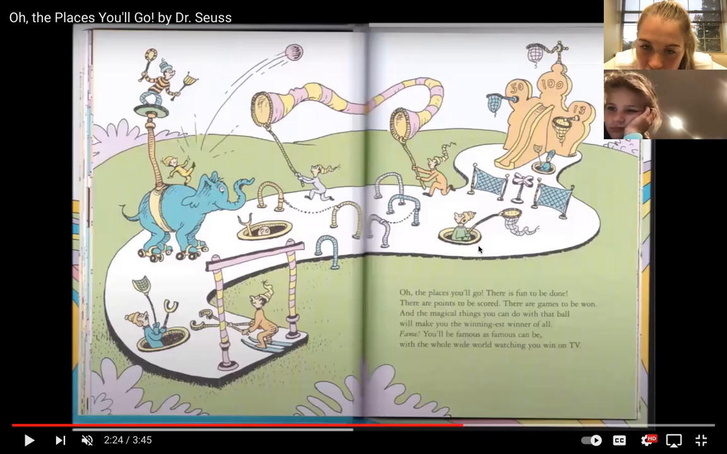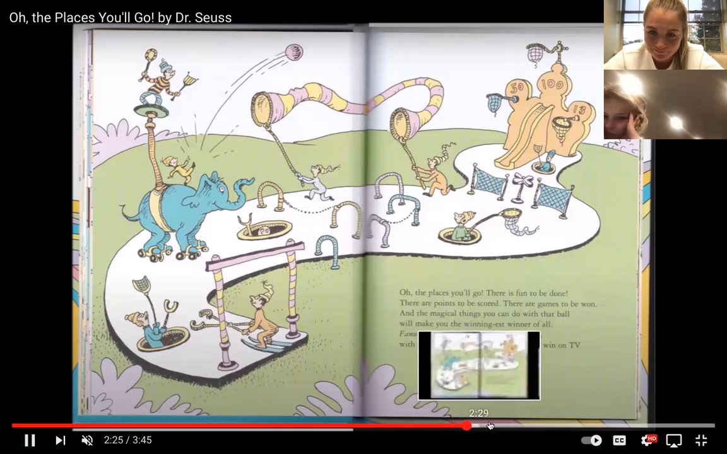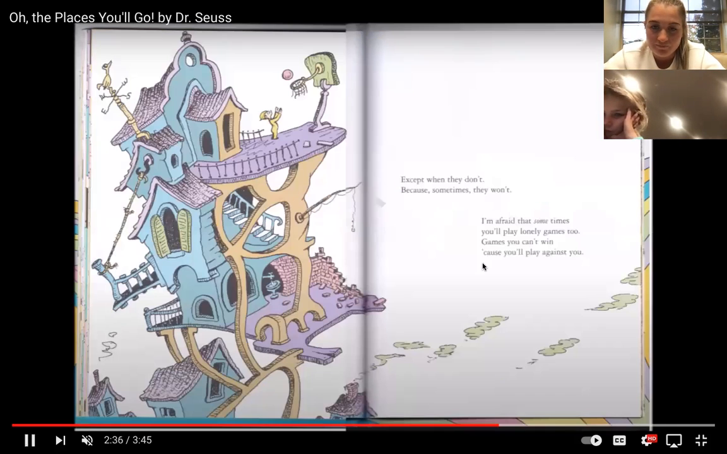There will be fun to be done. There are points to be scored. There are games to be won. And the magical things you can do with that ball will make you the winning-est winner of all. Fortune favors the bold, and you'll be famous as famous can be, with the whole wide world watching you win on TV. Except when they don't, because sometimes they won't.